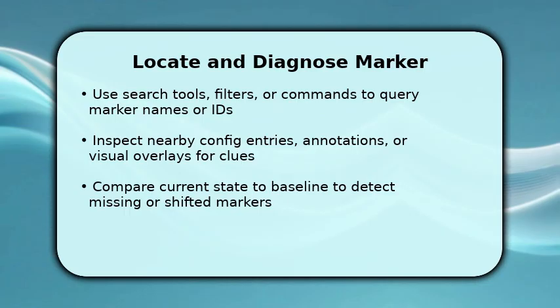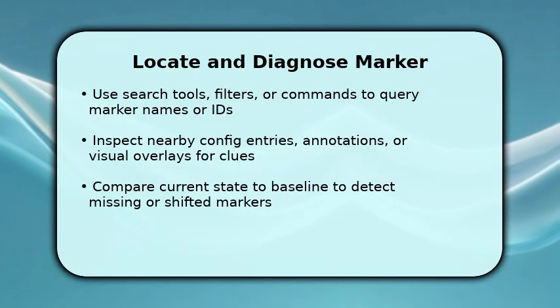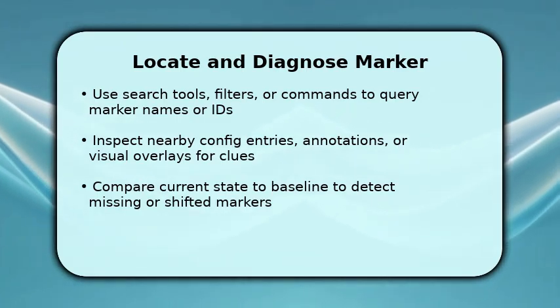Once you have candidates, compare them against your baseline snapshot to determine if markers are missing, renamed, or displaced, and take notes about exact locations and any error codes you encounter.